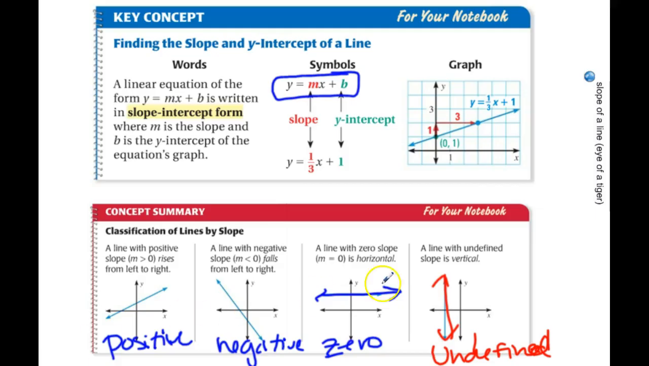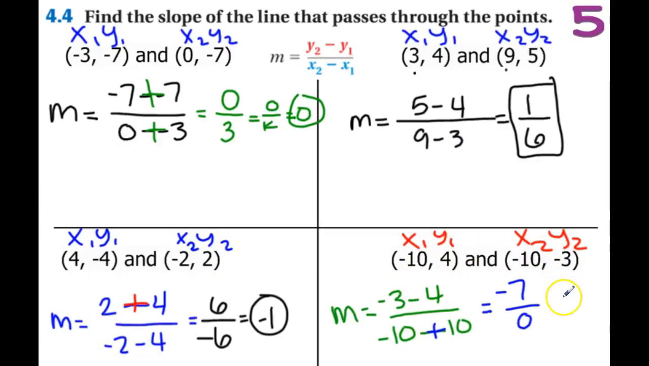So this is one of those that you can't have a slope. 0 would be horizontal. That's 0 divided by a number. That's okay. But if it's not okay, that's what we call undefined. So this is not okay. This is 0 in the denominator. So this is undefined, meaning it's a vertical line.